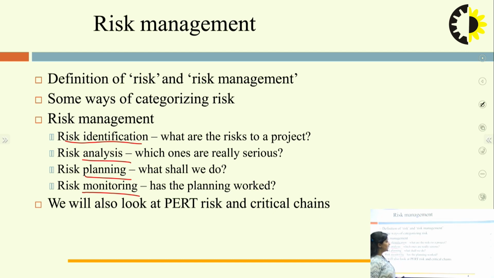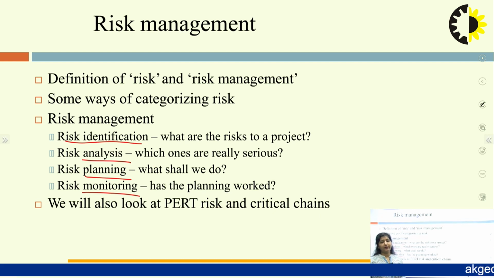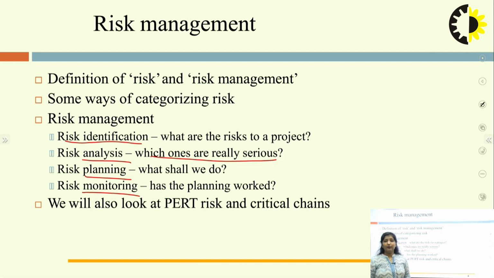Next is risk analysis. Suppose I have identified that 5 risks are there in my project. In analyzing the risk, I will categorize them: which risks are serious in nature, which really need to be taken care of, and on which risk I have to focus more. So this is risk analysis. Then risk planning: after identifying that out of 5, suppose 3 risks are more serious in nature, what do I have to do about these risks?